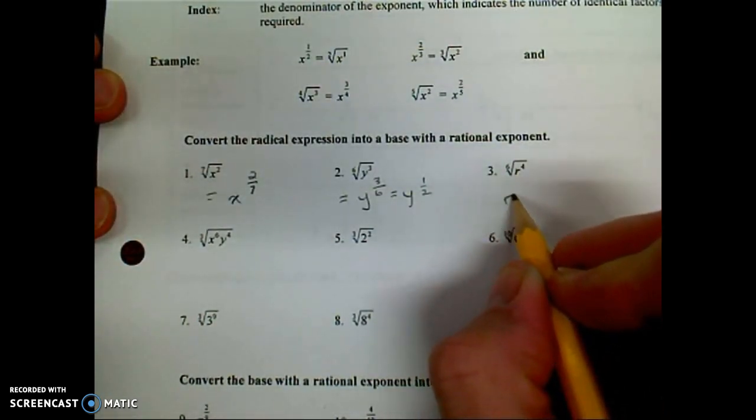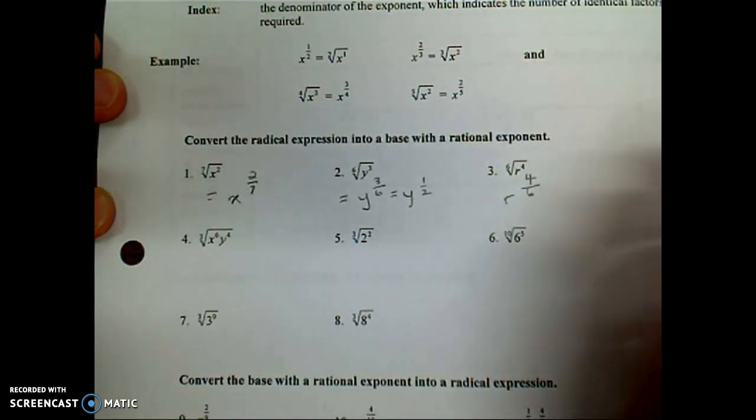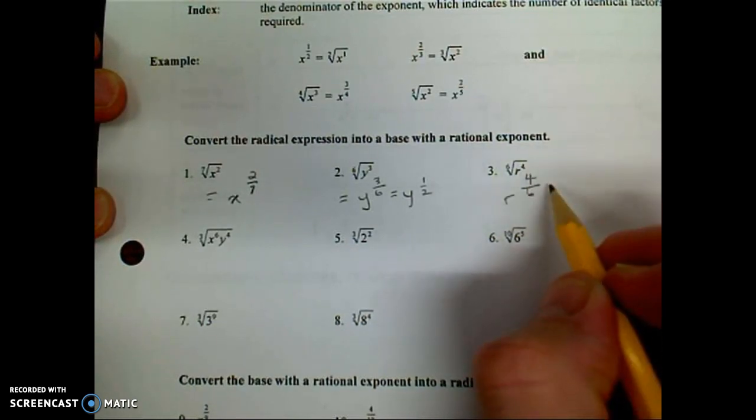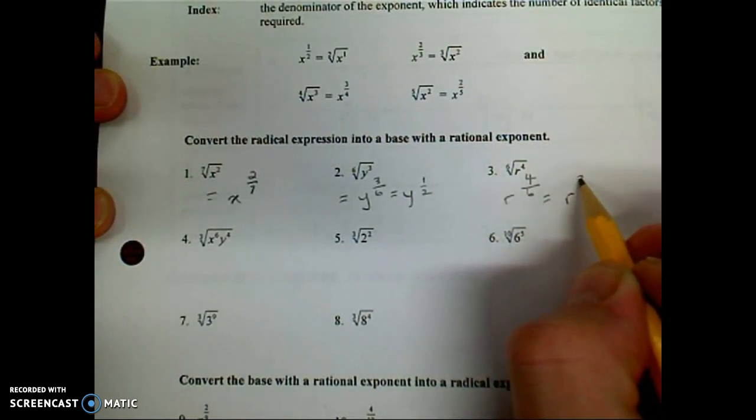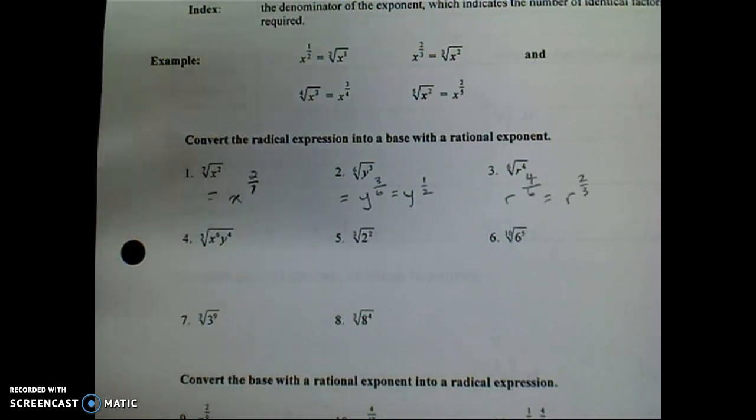R to the 4th to the 6th. So the index 6 is our denominator. The exponent 4 is our numerator. So the same as r squared and taking the cube root of that. You go ahead and try the remainder, 4 through 8. You can pause the video, come back and check your work.